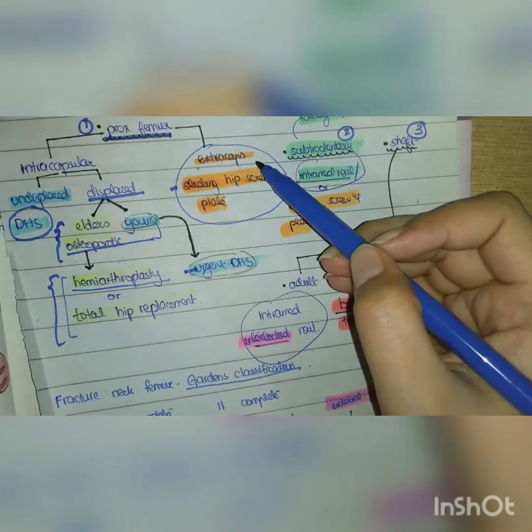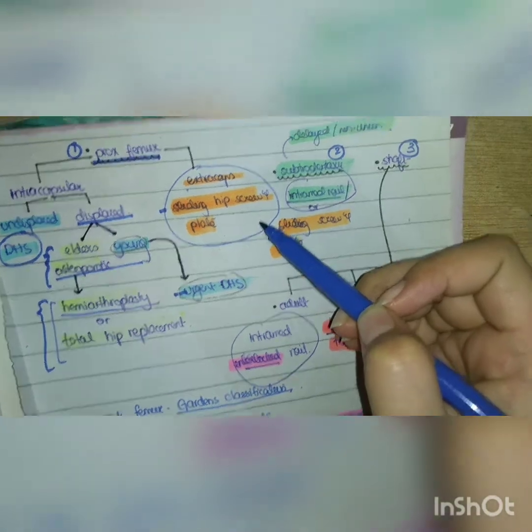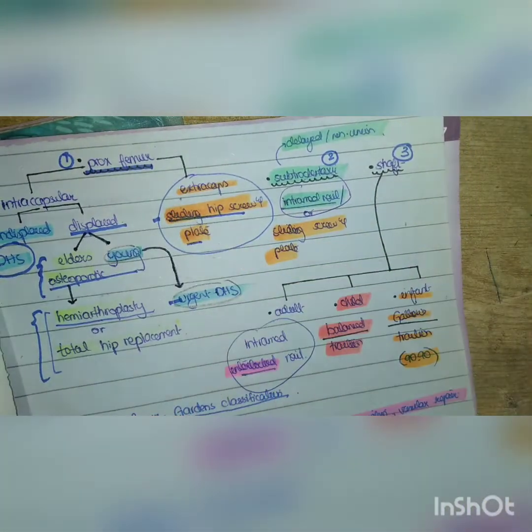And now in case of extracapsular fractures, we are going to use a sliding hip screw and plate. We don't consider whether it is displaced or not. Simple one treatment for extracapsular.